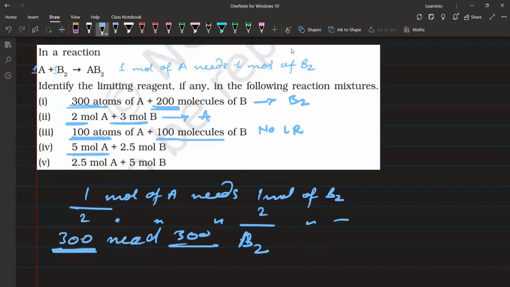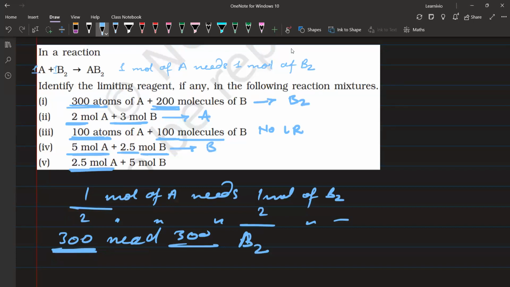5 mole of A needs how many moles of B? 5. लेकिन है कितना? 2.5. So what will be the limiting reagent in this case? 2.5 mole. हाँ, B is the limiting reagent.